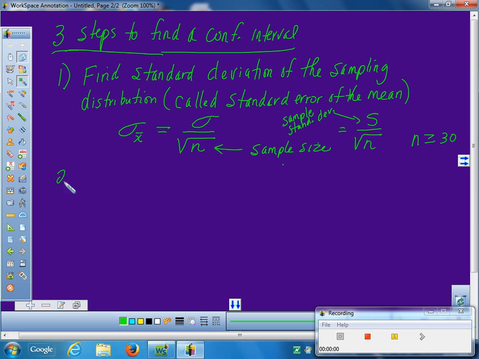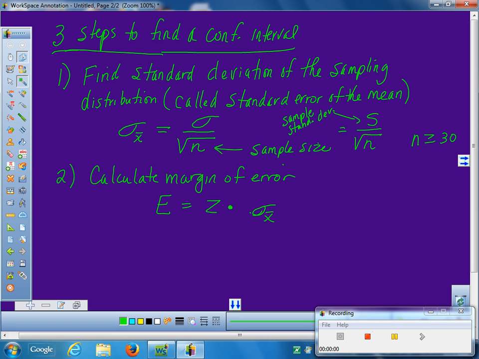Step 2, you're going to calculate the margin of error. This is what we really care about. Margin of error is E, capital E for margin of error. And you take your Z-score times your standard error of the mean, which you calculated in step 1. It's so simple, because mathematicians are lazy.